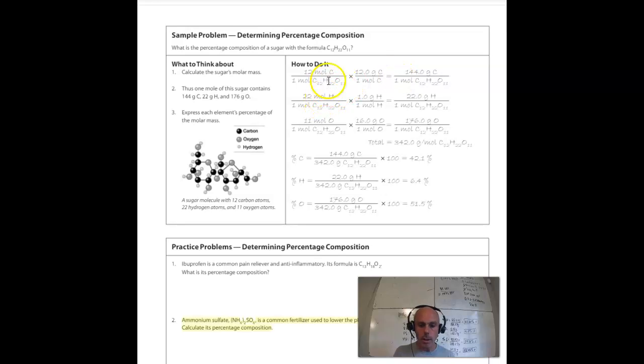We do the same thing for hydrogen. We multiply its subscript by its molar mass. Again, we'd use 1.01, and that means that in a mole of this molecule, there'd be 22.20 grams of hydrogen. For oxygen, same thing, 11 oxygen atoms times the molar mass, 176 grams per mole. So we add those numbers up to get the molar mass, and we learned how to do that already.